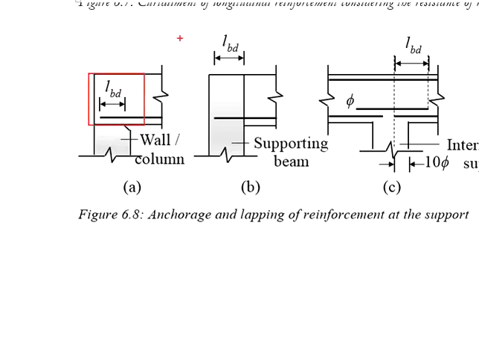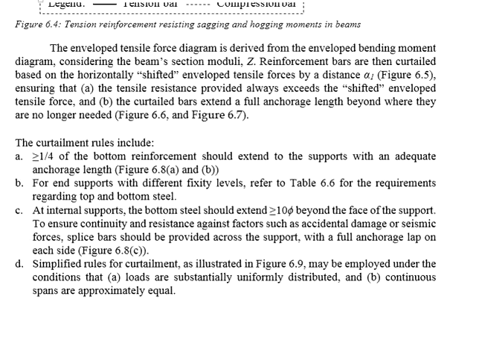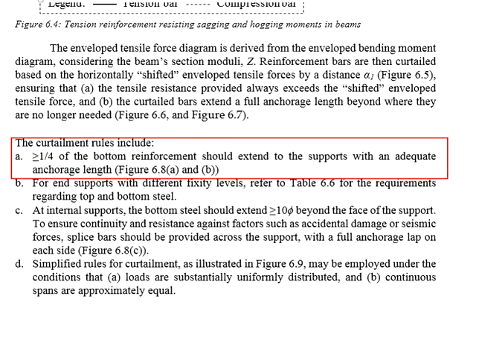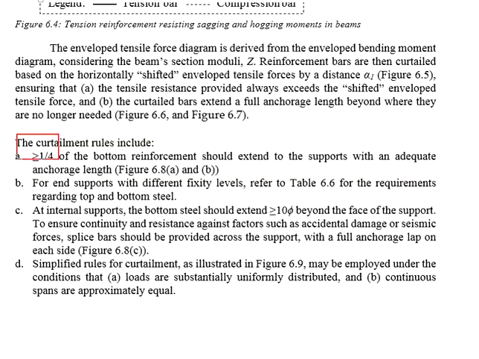Now, where do you consider the anchorage length? It is calculated on the basis of your bearing area. The anchorage length is counted starting from the interface of the beam and also from the effective bearing regions of the support. Let's say for this case here, the anchorage length should be calculated from here instead of here. So the first rule here carries two pieces of information. You need at least 25% of the bottom reinforcement bar to be extended to the support, and then you need to provide adequate anchorage length.